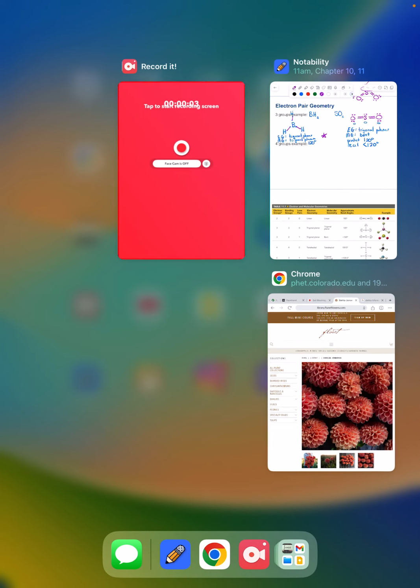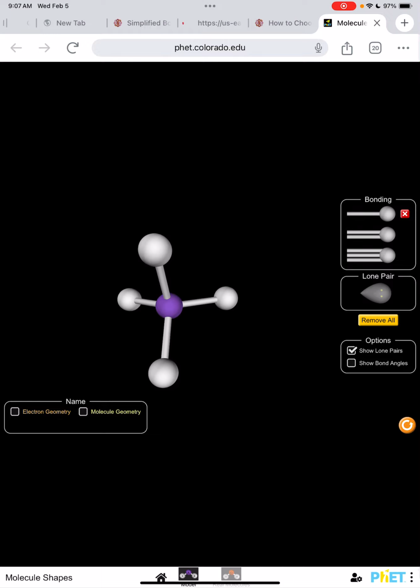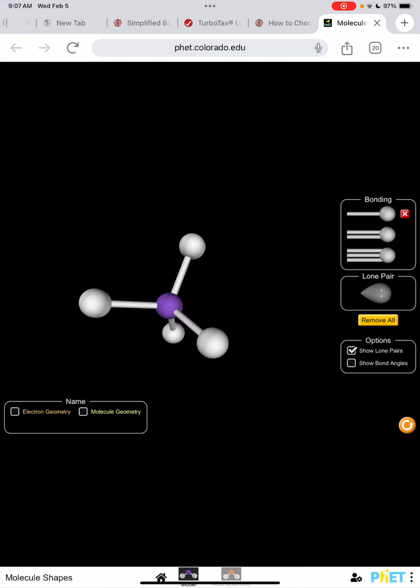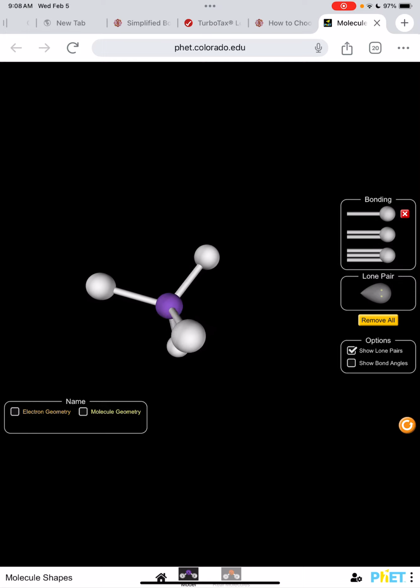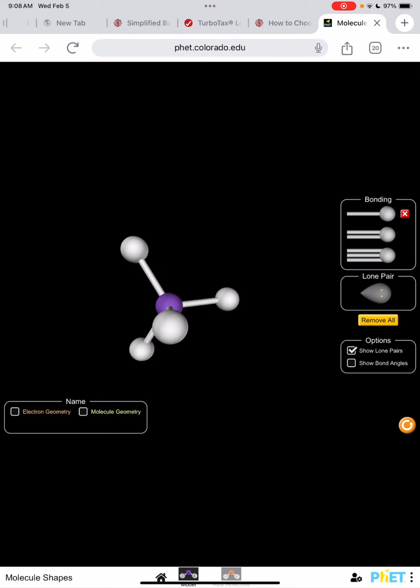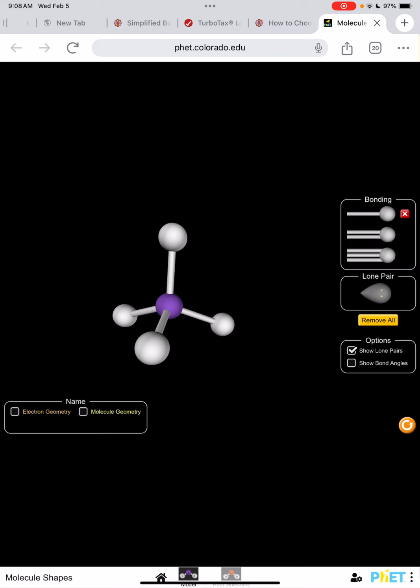Okay, so I'm going to go back over to the simulation and we're going to go ahead and add 4 groups. Now, this one starts to look different because we're no longer dealing with a planar molecule. So we're now fully in 3 dimensions. And the angles are, don't try too hard to figure it out because you can't really, you're not dividing 360 by anything anymore because we're not talking about a flat surface.